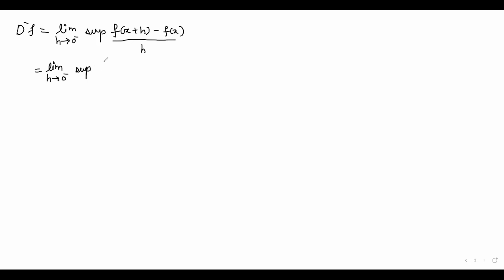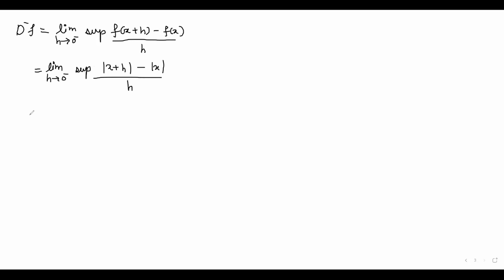So we know that the upper left derivative is equal to limit h tends to 0 minus supremum of (f of x plus h minus f of x) upon h, which is equal to limit h tends to 0 minus supremum of (mod of x plus h minus mod x) upon h.